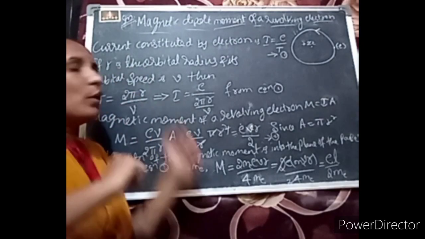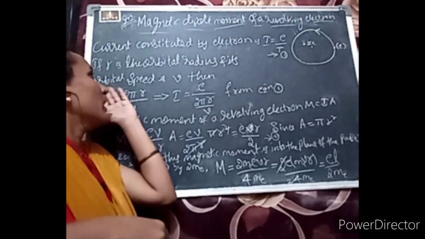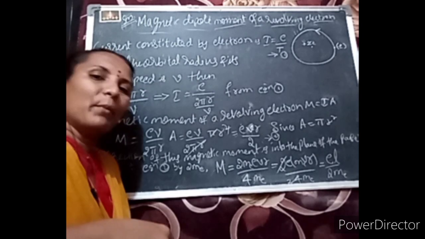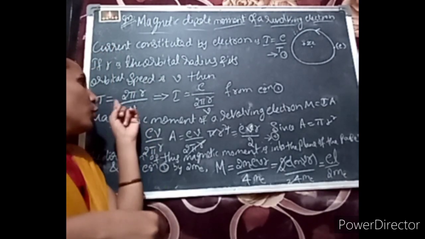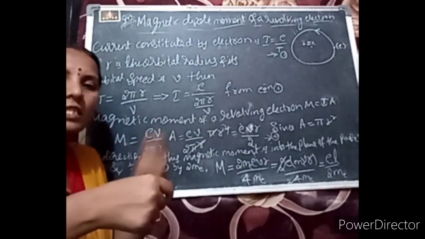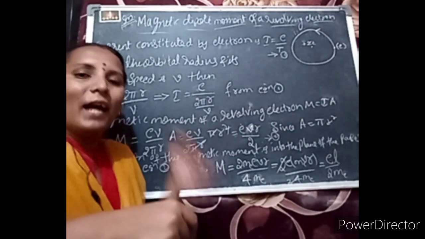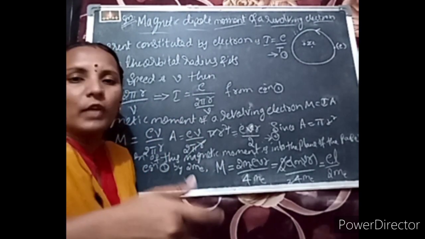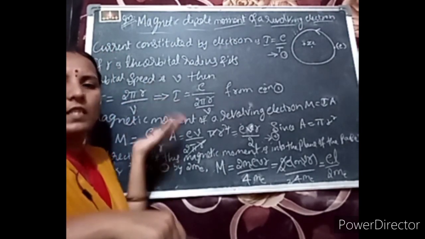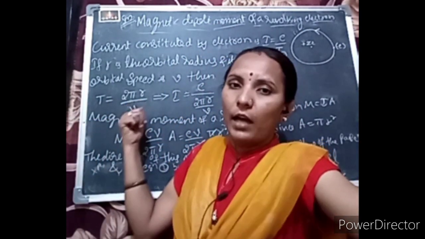So if r is the orbital radius and its speed is v, then according to the time period formula, T is equal to 2 pi r by v. 2 pi r is the circumference, v is its speed. The electron revolving with the velocity v is covering a distance of 2 pi r in a circular orbit, and it is taking a time equal to the time period. From the basics, speed is equal to distance by time. So similarly here, 2 pi r by v.